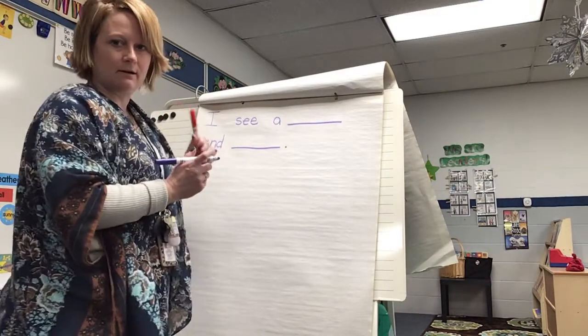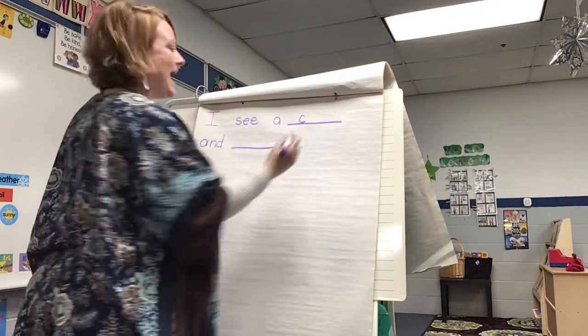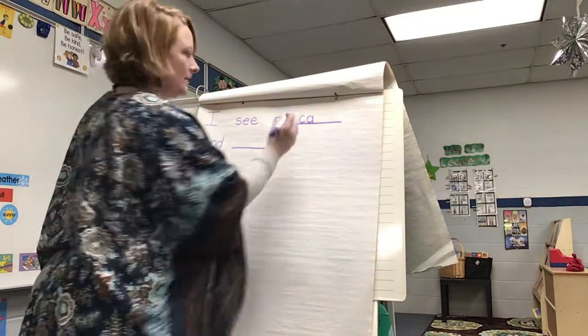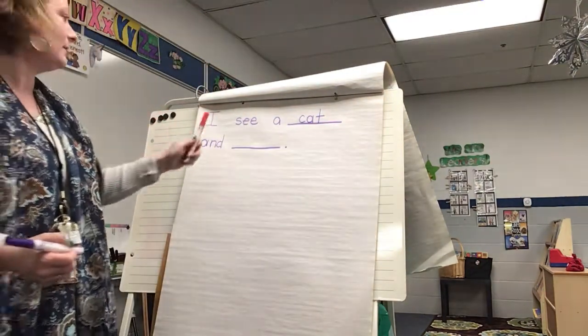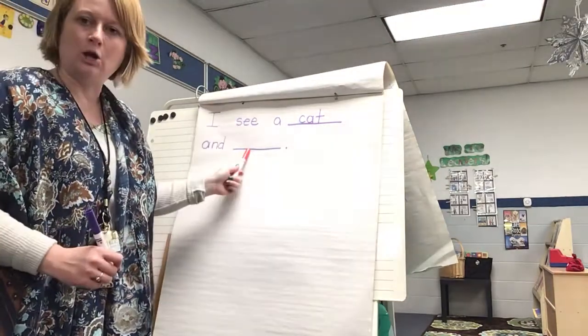I'm going to stretch that word out. I hear a k at the beginning. I hear a in the middle. At. And a t at the end. So that's how I write that word. I see a cat and dog.